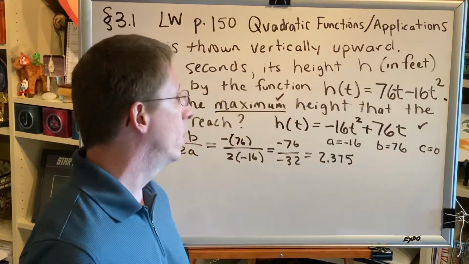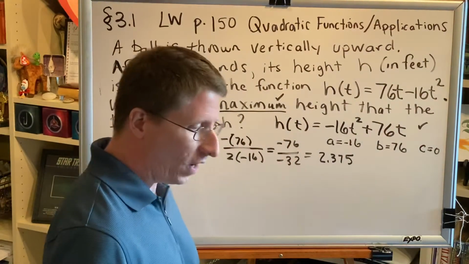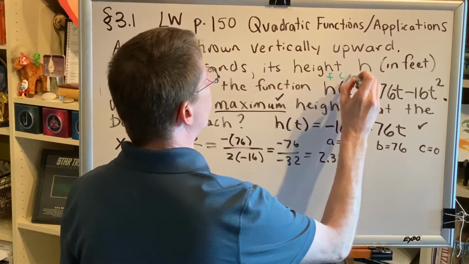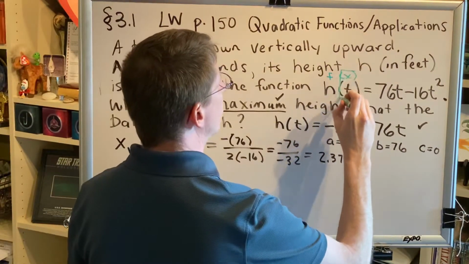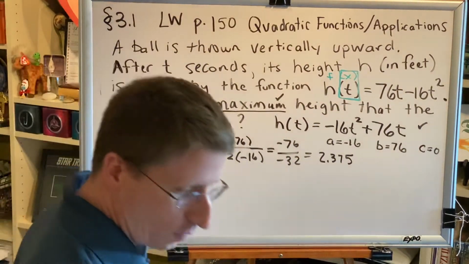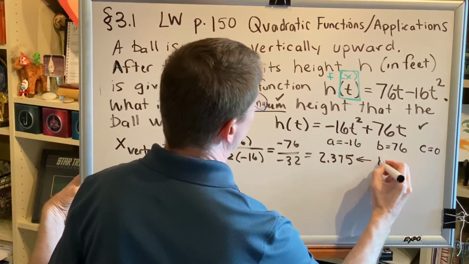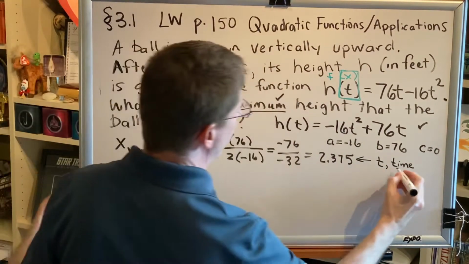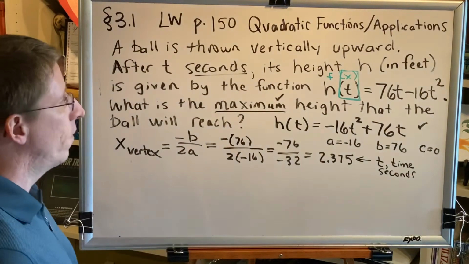However, if you look at our equation, there are no x's or y's in our equation. Instead, there are h's and t's. To figure out what goes with what, you could write an f of x directly above the h of t. What that makes very clear to us is that x and t are the same kind of thing. So in this problem, even though we're saying it's the vertex x, this is representing time. This is t, time, and in this problem, time is measured in seconds. So this is 2.375 seconds.